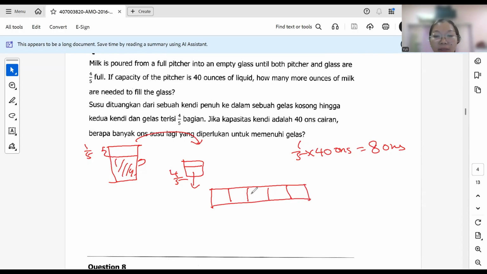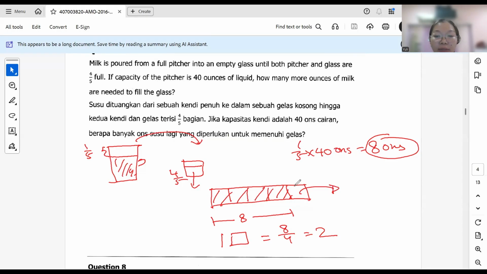Okay, this is the 5 sections. So 4/5 means this much, right? 4/5 contains 8 ounces. So you get 8 ounces from here to here. That means 1 box, if 4 boxes is 8, that means 1 box is 2, right? So this box, which is the 1/5, is 2.